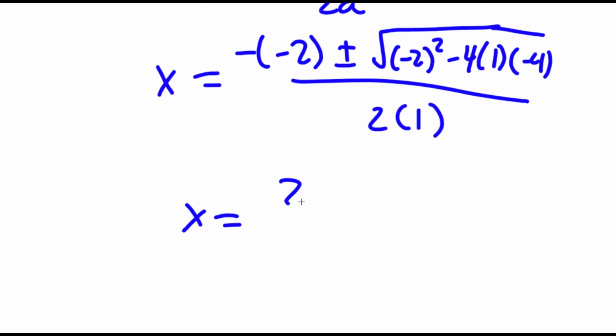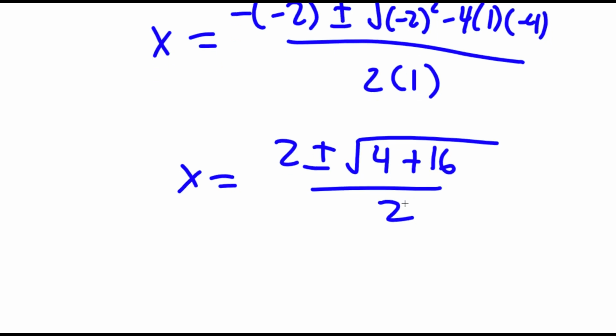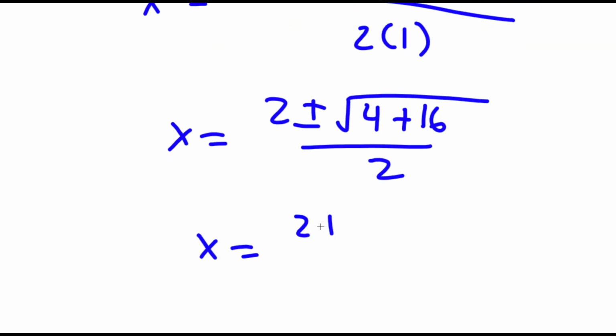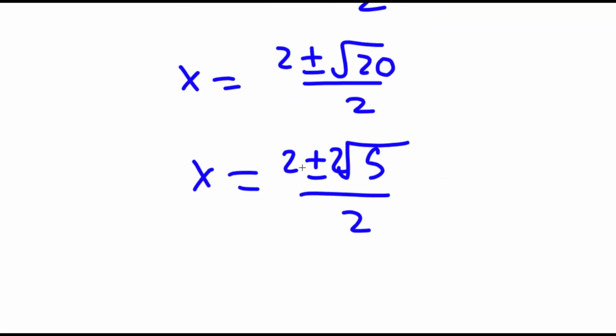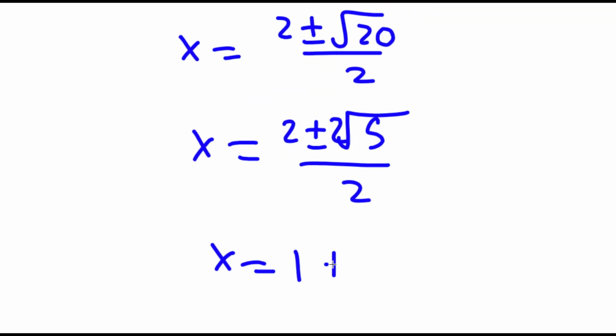Now this is equal to 2 plus or minus the square root of negative 2 squared, which is 4, minus negative 4 times negative 4, which is positive 16, over 2. So now this is equal to 2 plus or minus the square root of 20 over 2. And the square root of 20, that's the same thing as 2 root 5. So now this is simplified into 1 plus or minus the square root of 5.